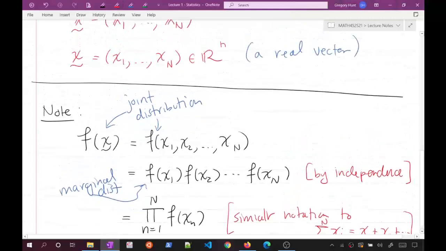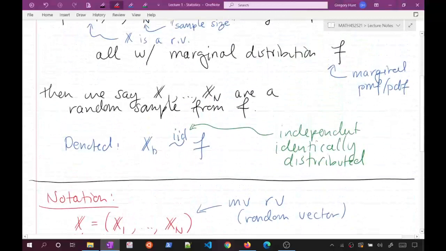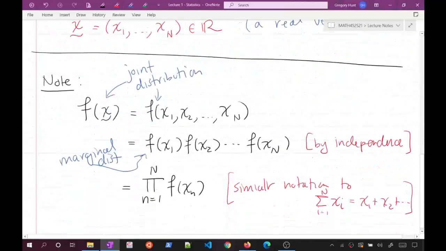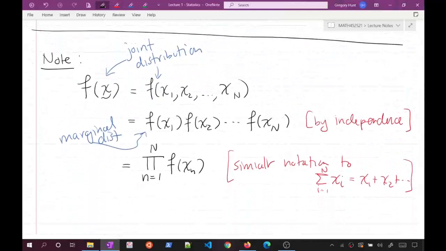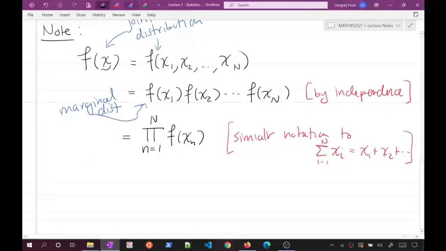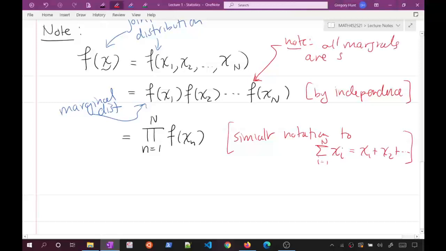So first thing to note is that a random sample is basically just a collection of independent, identically distributed random variables. It has some marginal distribution, little f. If I have a random sample, the joint distribution is just a product of the marginals, and all the marginals are the same, right? So we should note here that all the marginals are the same, and by independence we can factor it out. Okay.